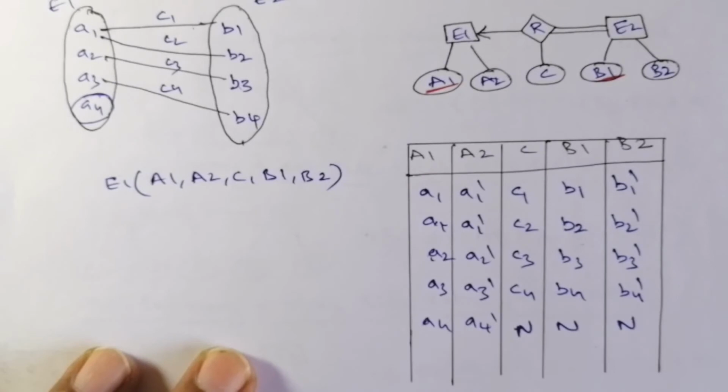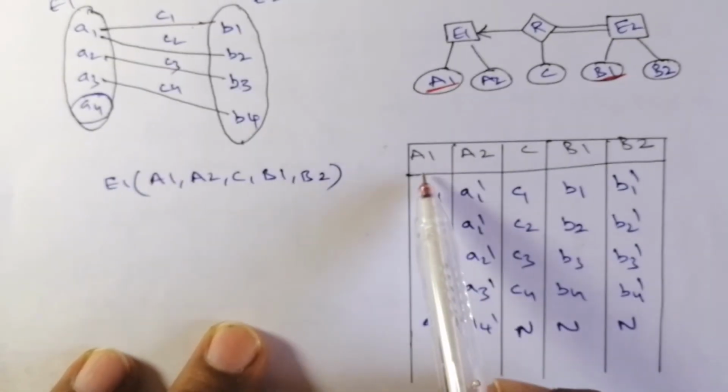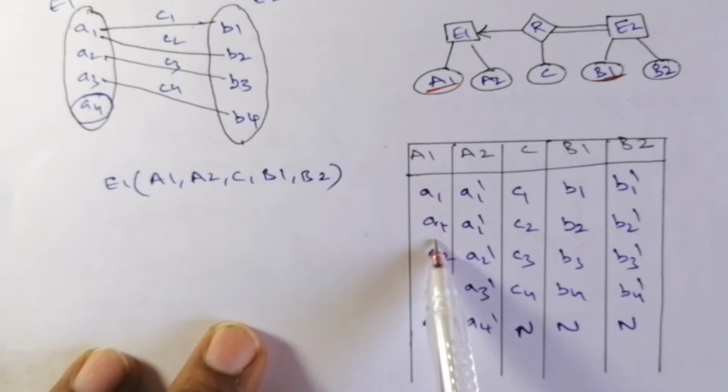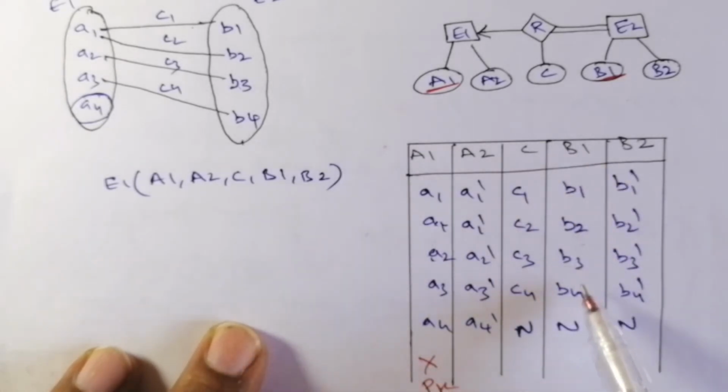Now let us check for the conditions. If we see A1 can be the primary key, like if you check A1, there is repetition, so it is not suitable for the primary key. And if you check for B1, B2, B3, B4, we have the null value. So automatically it is also not suitable for the primary key.